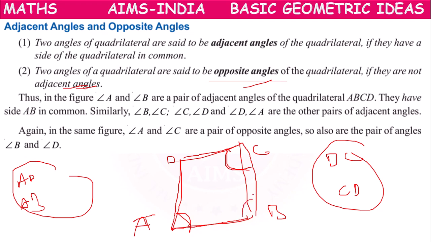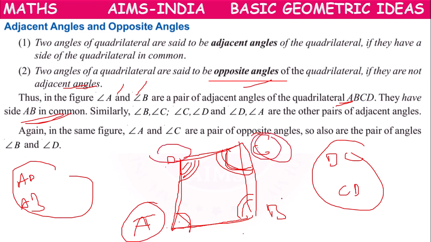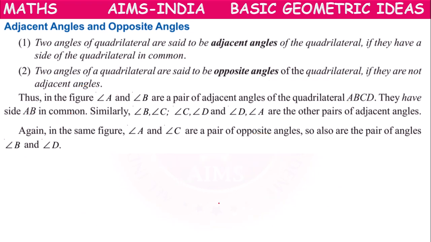So angle A and angle B are said to be adjacent angles of quadrilateral ABCD. They have side AB in common. Similarly, angle B, angle C adjacent, angle C, angle D adjacent, angle D, angle A adjacent. Whereas angle A and angle C are opposite, angle D and angle B are opposite angles. In this way, we have adjacent angles and opposite angles.